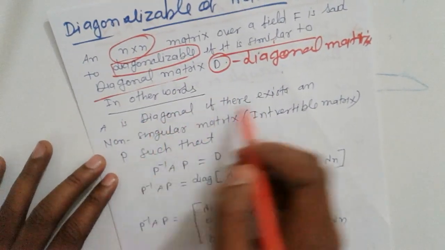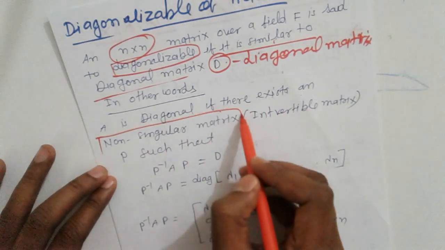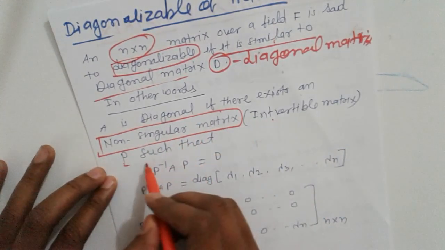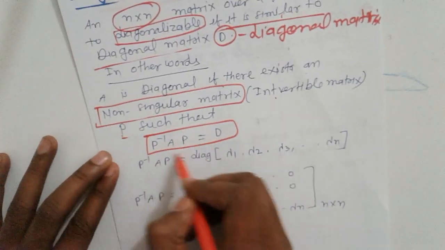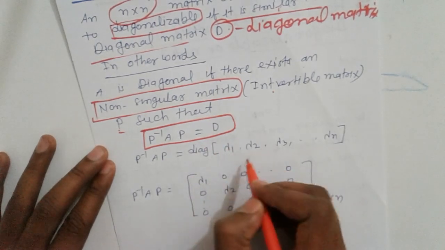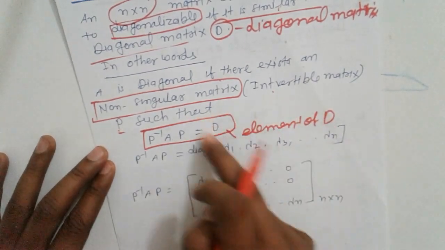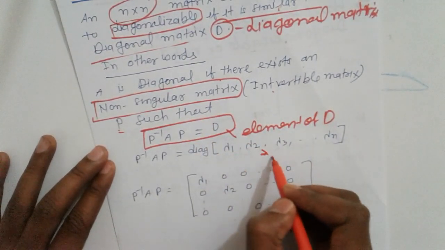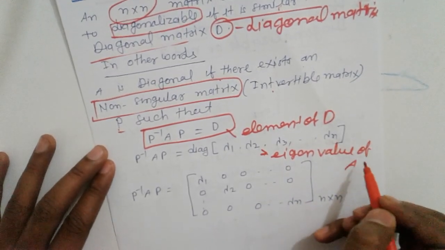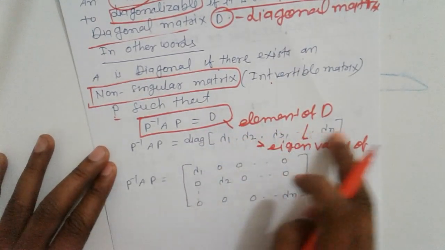In other words, a matrix A is diagonalizable if there exists a non-singular, invertible matrix P such that P inverse AP equals D, where D is a diagonal matrix. The elements of D are the eigenvalues of A, that is, lambda 1, lambda 2 up to lambda n.